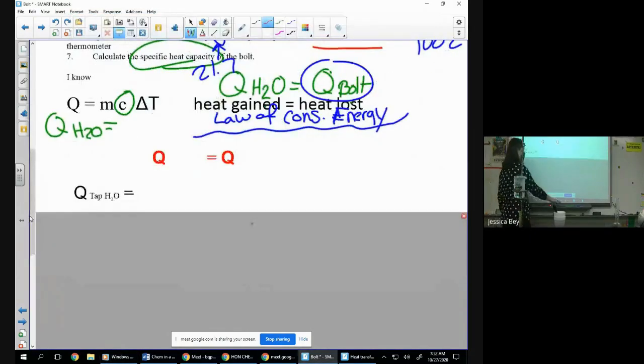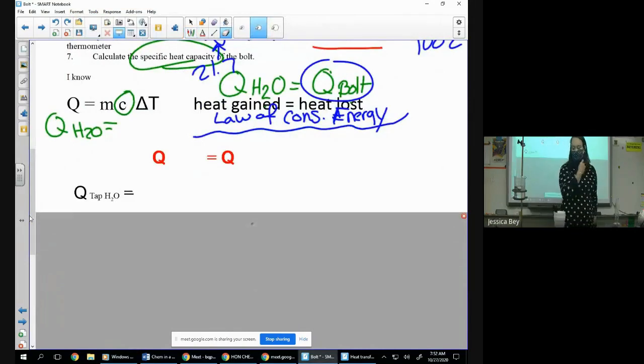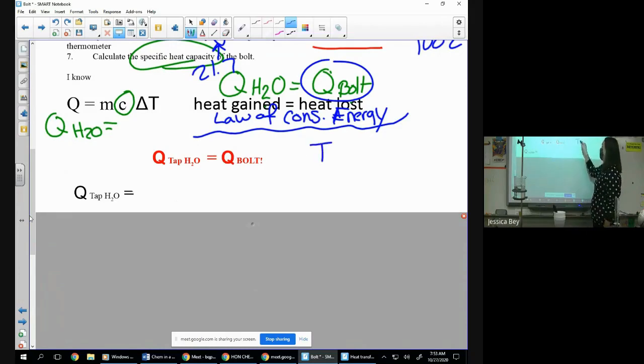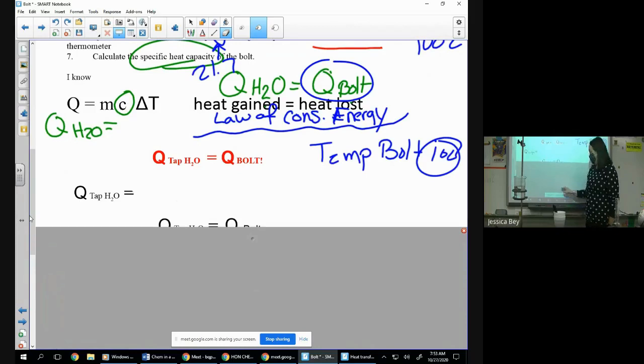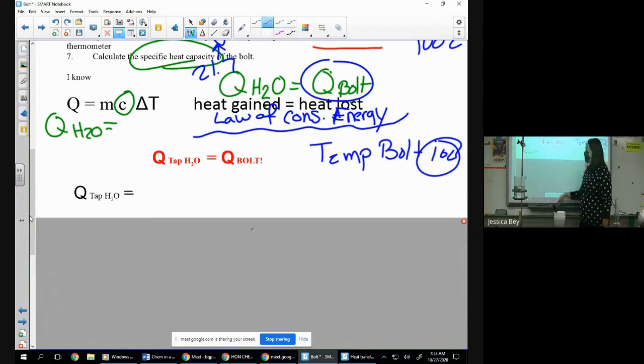So the first thing that we know, and it's probably going to be on your lecture questions here, the law of conservation of mass says, hey, whatever Q my tap water gained is exactly equal to the Q that the bolt lost. I also know that the temp of my bolt started at 100, okay? Then you're going to follow this kind of procedure here.